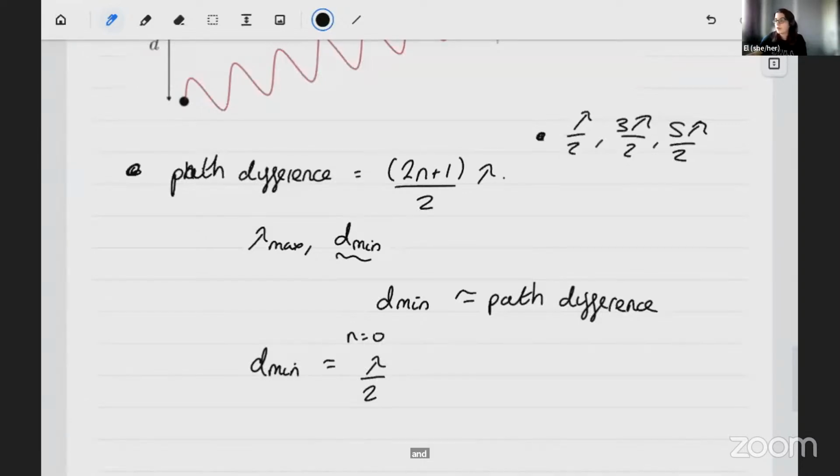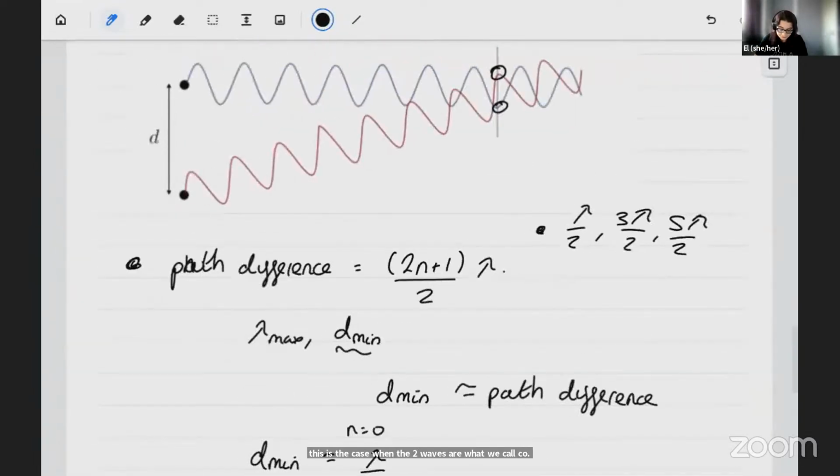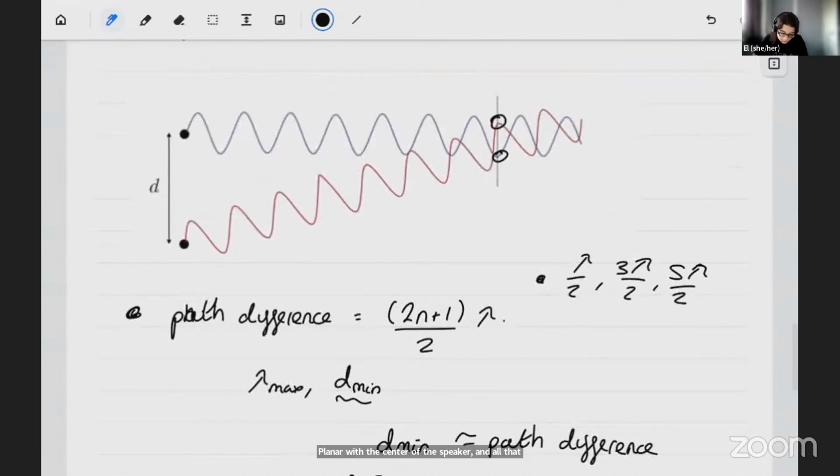And this is the case when the two waves are what we call coplanar with the center of the speaker. And all that means is, in my diagram I've got here, if these are the speakers, two waves are going to start on this same plane as the center of the speaker. It's not going to be on an angle. It's going to be when the speakers are pointing forwards, perpendicular to the plane of the speaker.